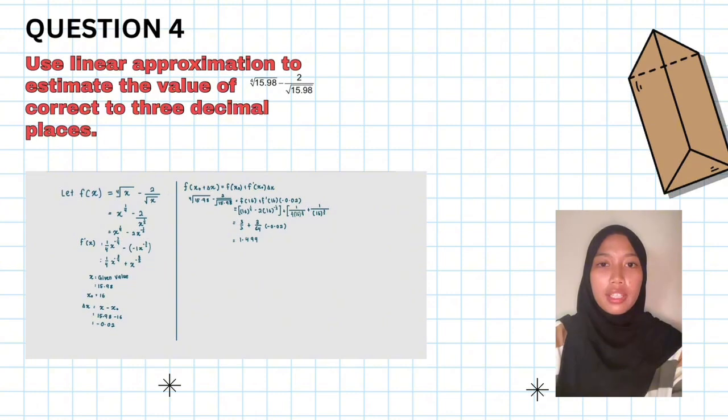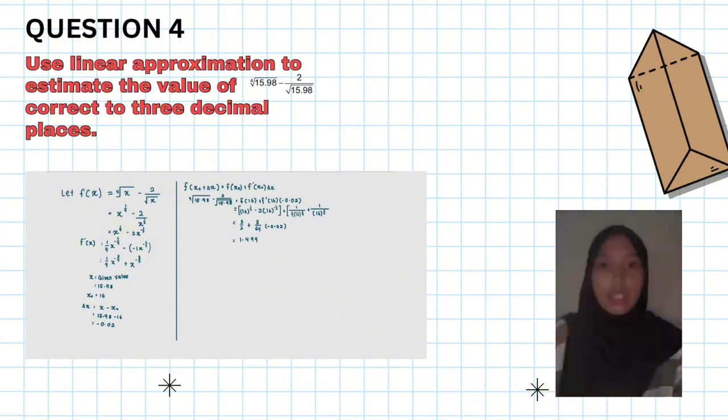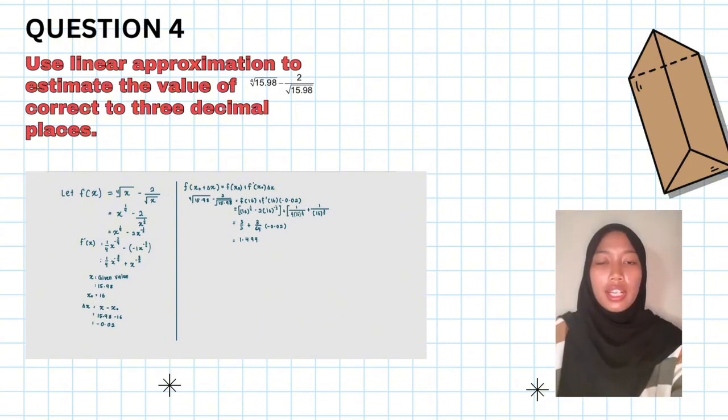Now we apply the formula of the linear approximation method, which is f of x0 plus delta x equals f of x0 plus f prime of x0 multiplied by delta x. The fourth root of 15.98 minus 2 over square root of 15.98 equals f of 16 plus f prime of 16 multiplied by negative 0.02.